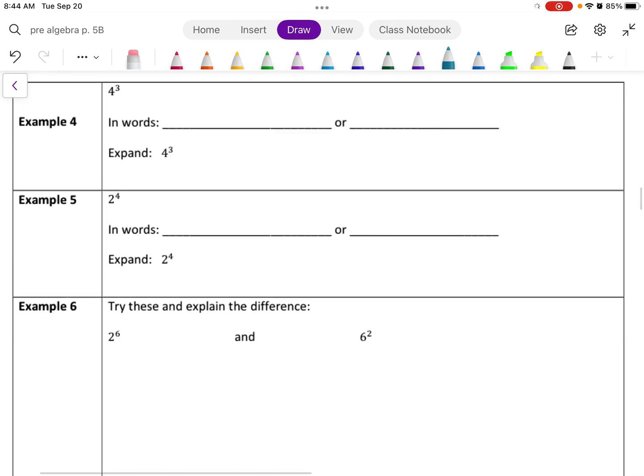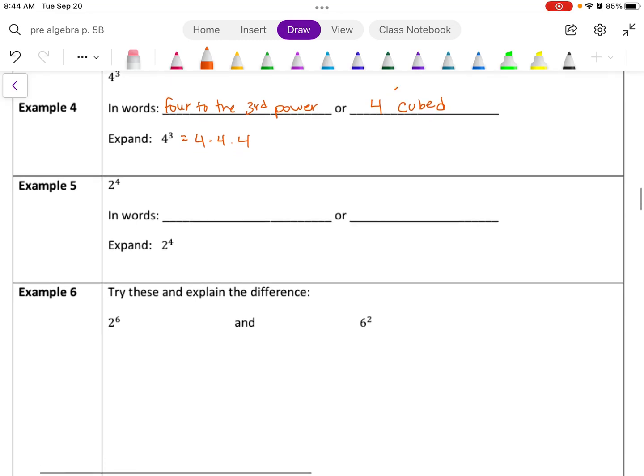Example 4, we have 4 to the third power. In words, we would say 4 to the third power, or we could also say 4 cubed. Anything that's to the third power, we can also refer to that as cubed. So 4 to the third power, if we wanted to expand this, it means we're taking our base 4 and we're multiplying it by itself 3 times. 4 times 4 times 4.